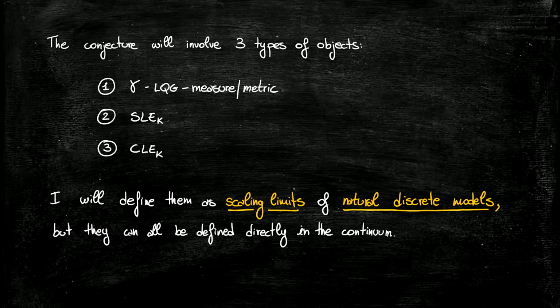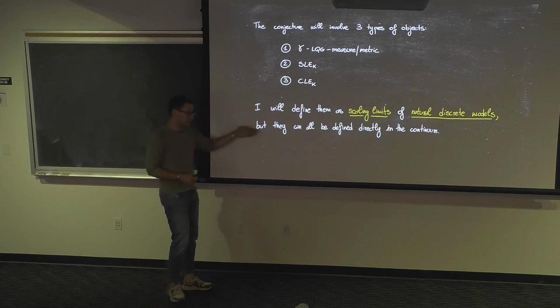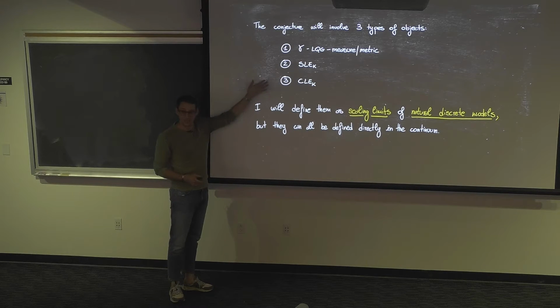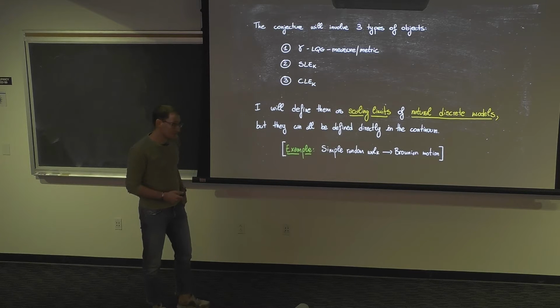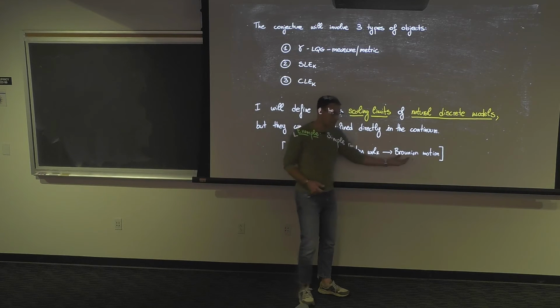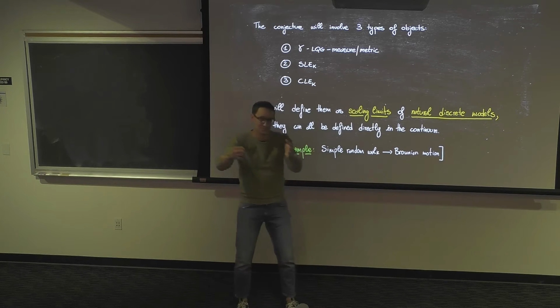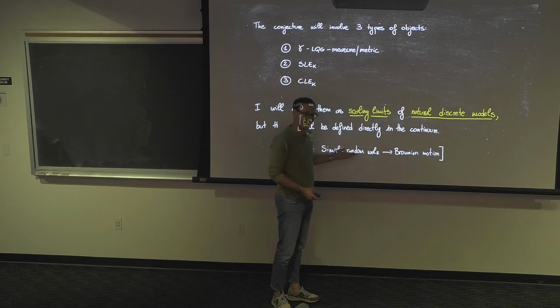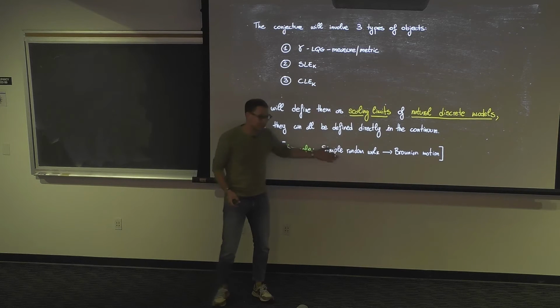And I will define them as scaling limits of certain natural discrete models, because I think it's the best way to get an intuition on what these objects are. But I want to stress that they have their own definition directly in the continuum. But I won't define them like that. The classical example is, if I want to define Brownian motion, I can say it's the only stochastic process with such and such properties. Or I can just say it's the scaling limit of simple random walks. And I will take this point of view.